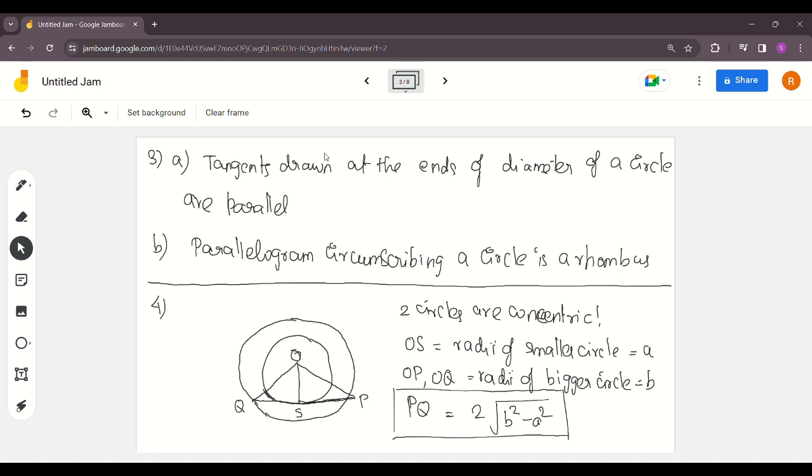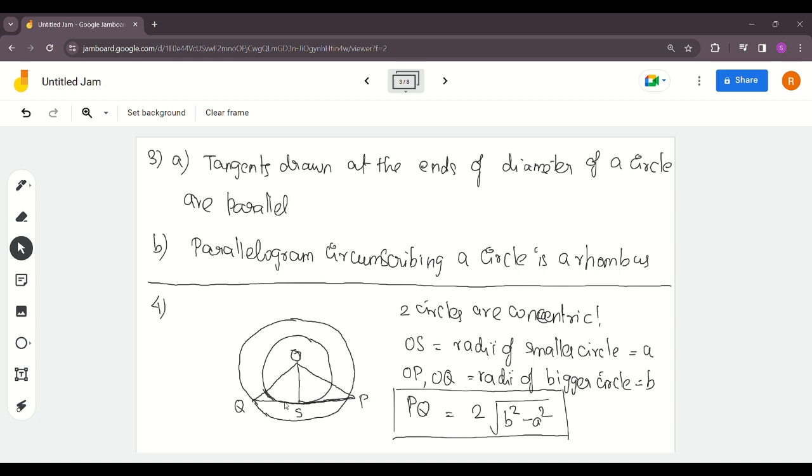If two circles are concentric, meaning they have the same center, OS is the radius of the smaller circle, and OQ and OP are the radii of the bigger circle. Now I am assuming OS as a and OQ and OP as b, because both of them are equal, as radii of the same circle are equal in length. Then PQ is the length of a chord of the larger circle which touches the smaller circle. Here it touches your smaller circle.